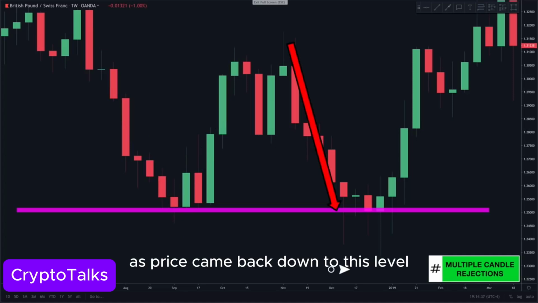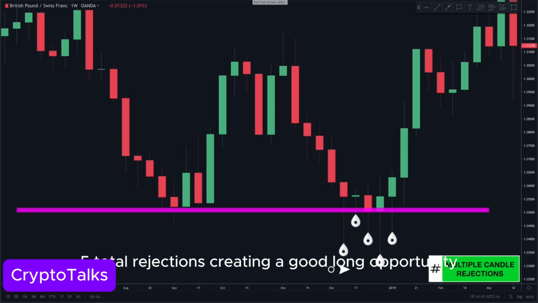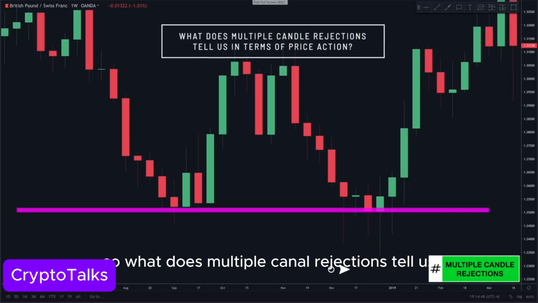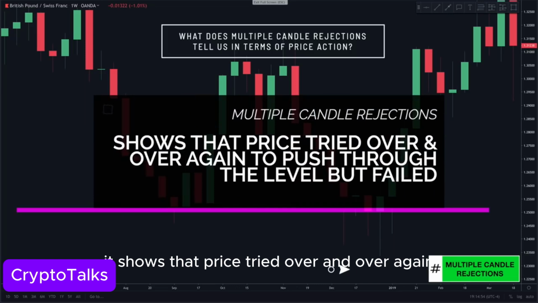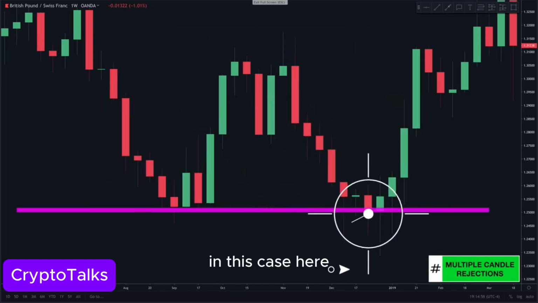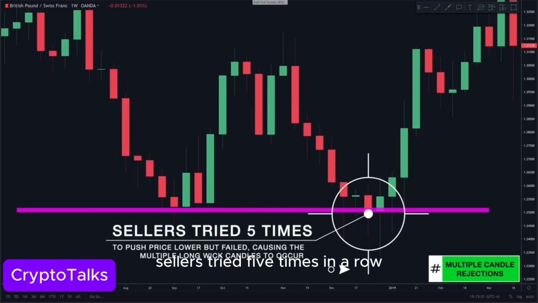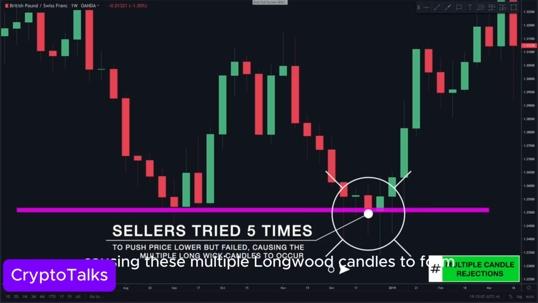As price came back down to this level, it had multiple candles rejecting this level of support. 5 total rejections creating a good long opportunity. So what do multiple candle rejections tell us? In terms of price action, it shows that price tried over and over again to push through the level. In this case, sellers tried 5 times in a row to break lower and through support, but failed, causing these multiple long wick candles to form.